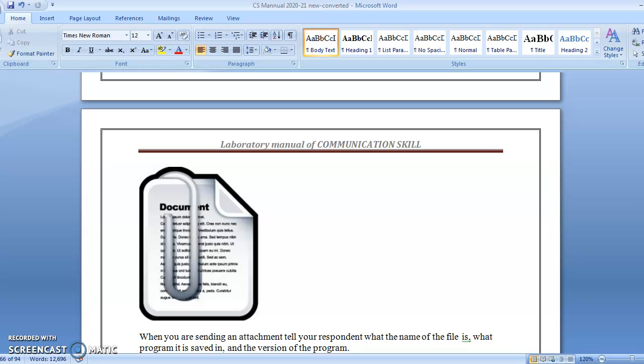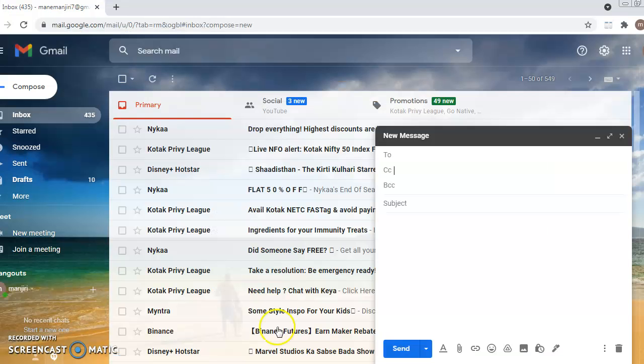There is one more feature of email, that is the attachment. You can see this symbol here. This is the attach file symbol. You can attach a file while you are sending your email. You can browse from your computer or mobile, and also you can download from the network. So this is for the attach file.